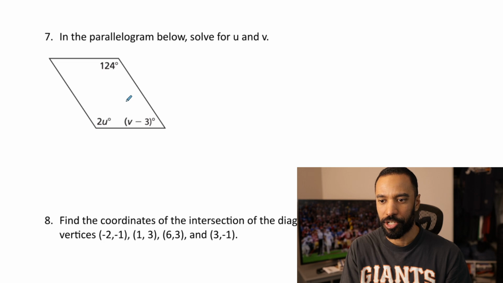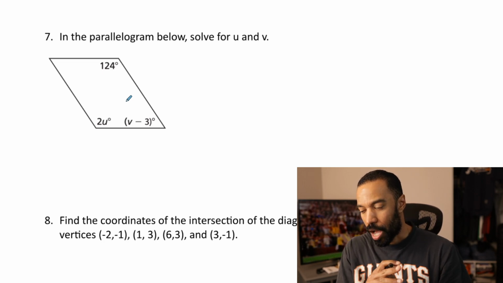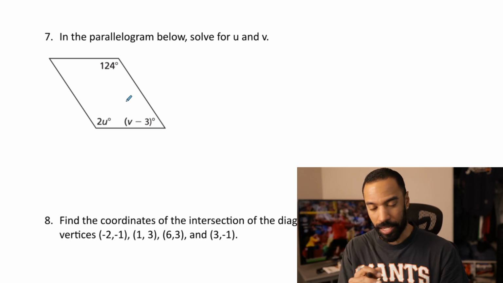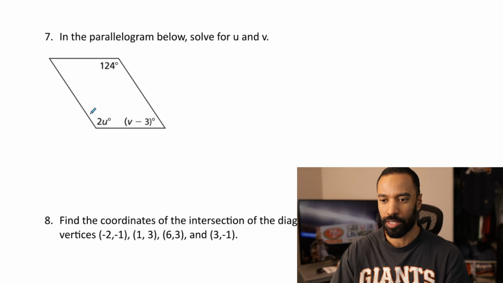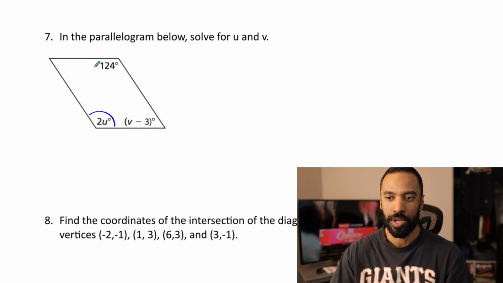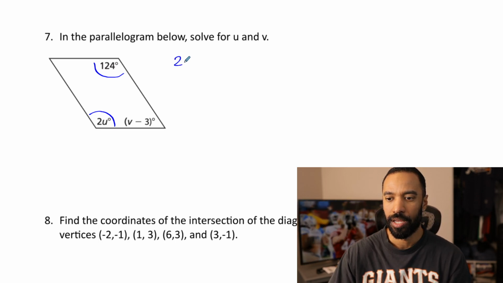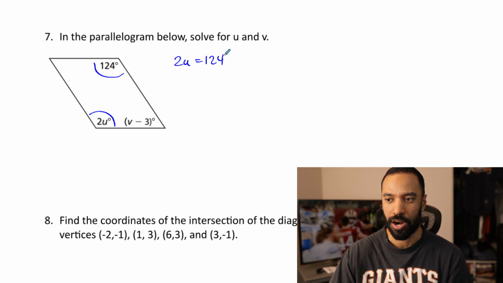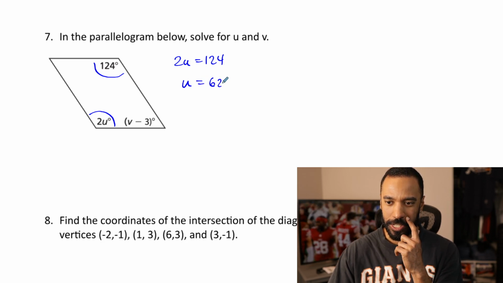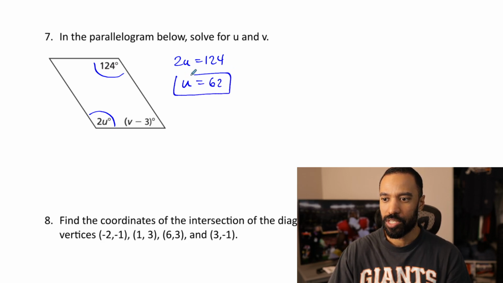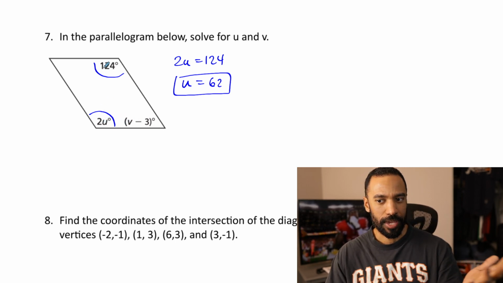Now, I did make mention of opposite angles congruent and consecutive angles supplementary. So you have some options on where you can go with this. Really, go with where you'd like to. Let's go with the equal ones first. 2u and 124 should be equal to each other as they are opposite angles in this parallelogram, not x. Let's go to u, and that is 62. So u is 62. Now, you can substitute 62 in for u here, but you'll get 124.